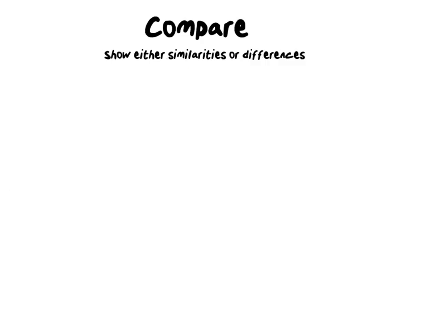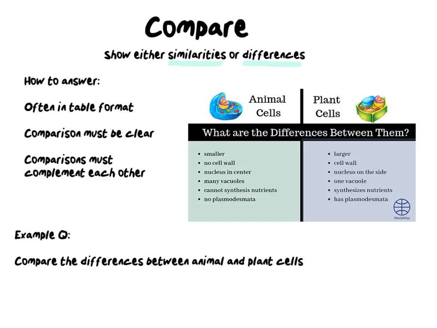Next, we have compare. And when we compare, we are either going to show some similarities or some differences between structures, processes, or organisms. So, how to answer a compare question? Well, often it's in a table format, but not always. It can also be a paragraph. But it's important that your comparisons are very clear. In other words, when you talk about one structure, you need to speak about that structure and how it's different in something else. In other words, it must read very clearly, or that your comparisons must complement each other.